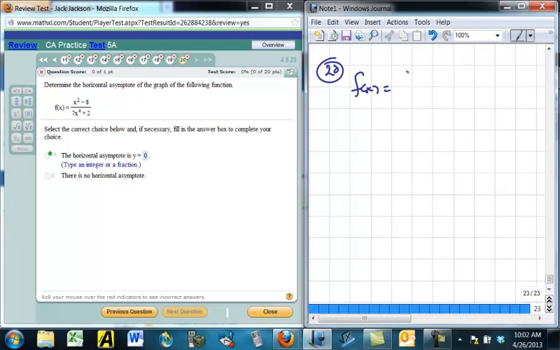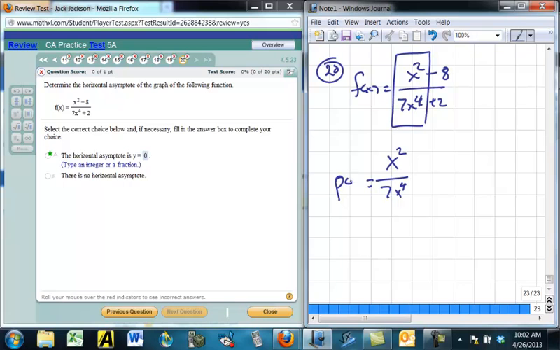F of x equals x squared minus 8 over 7x to the 4th plus 2. Well, it's just asking about horizontal asymptotes, so let's look at that first. So here we have, on the ends, it's going to look like this. This as a power function is 1 over 7x squared, or 1/7 x to the negative 2. And we know what that looks like. X to the negative 2 on the end looks like this. It's not been flipped, and it looks like this. So y equals 0 is the horizontal asymptote.